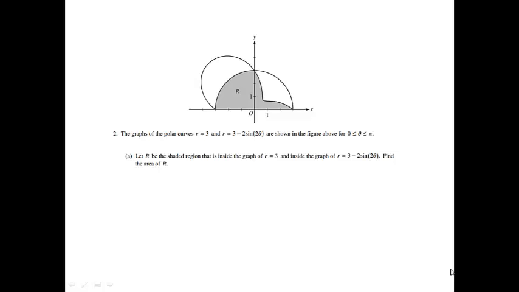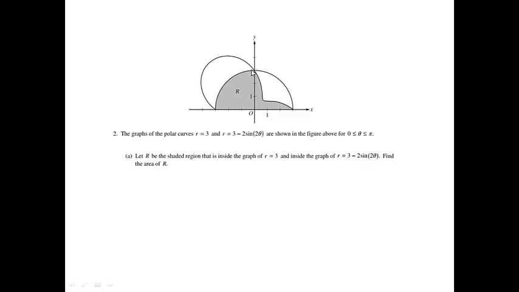Number 2, the graphs of the polar curves r equals 3 and r equals 3 minus 2 sine 2 theta are shown in the figure above for 0 to pi. A, let R be the shaded region that is inside the graph of r equals 3 and inside the graph of r equals 3 minus 2 sine 2 theta. Find the area of R.